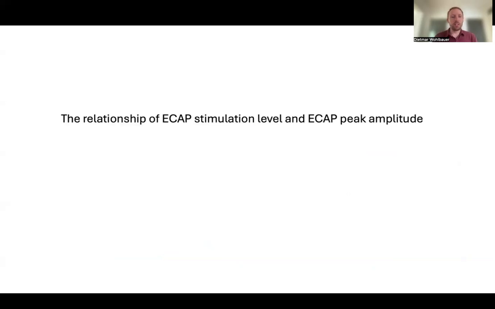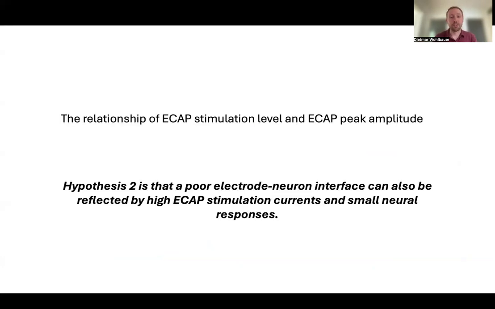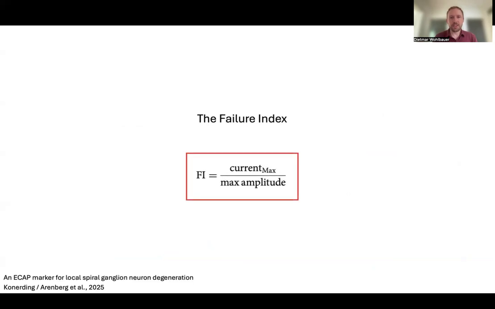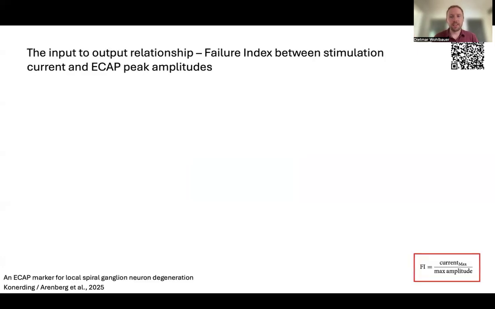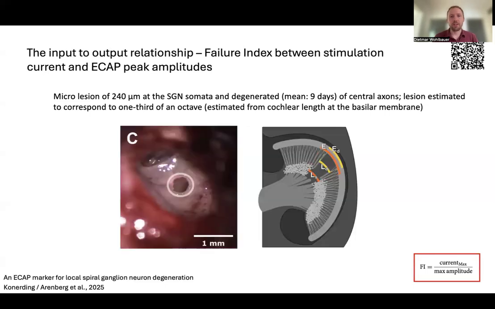And we wanted to look into a different relation, namely the input versus the output of the ECAP, only the objective measure. So does a high input current relate to a high ECAP as well, or the other way around, which would explain a poor neural interface, an electron neural interface. There was a recent study which introduced a failure index, which is basically a ratio between input current and maximum ECAP amplitude. They performed a study in animals where they micro-lesioned the cochlea to degenerate the nerve in this area, and then they recorded ECAPs as we do it.